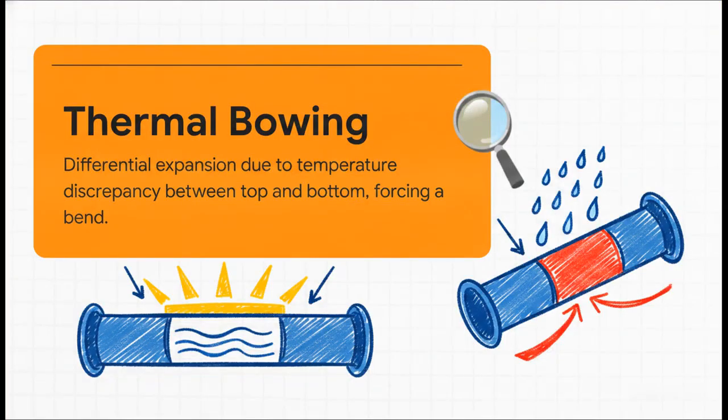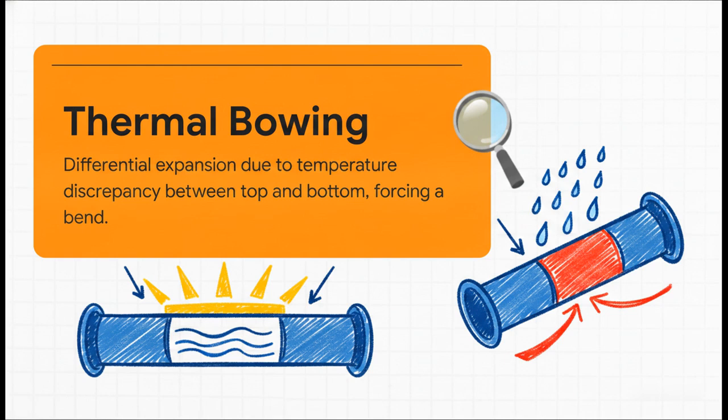The answer to our mystery lies in something called thermal bowing. Basically, thermal bowing is differential expansion. It's caused when there's a significant temperature discrepancy between the top and the bottom of a horizontal pipe. Picture a pipe that's only partially filled with a really cold liquid on the bottom, while the hot sun beats down on the empty top half.